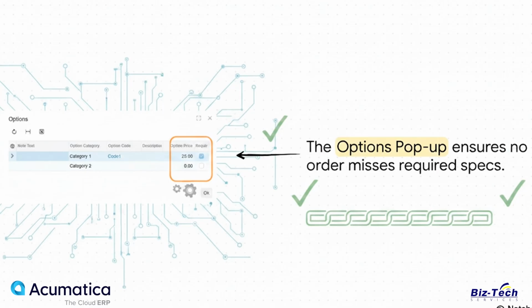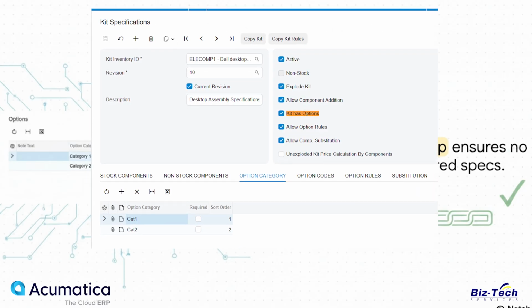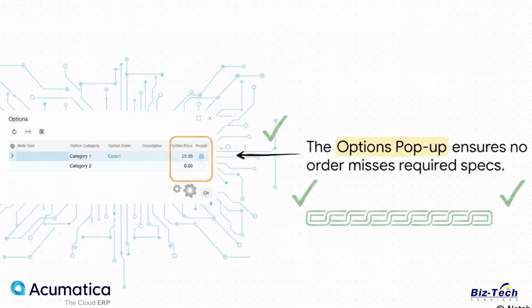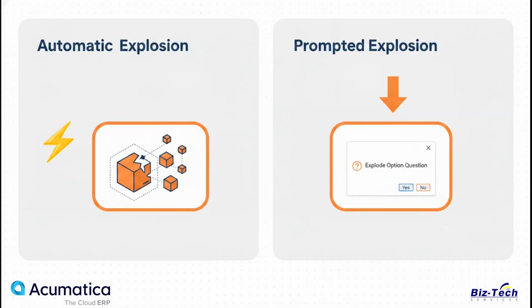Notice that required checkbox from the setup? If you marked an option category as required during your backend configuration, this pop-up will literally force the sales rep to pick an option code before they can even proceed with the kit order. So let's move on and see how this actually builds into the explosion phase.